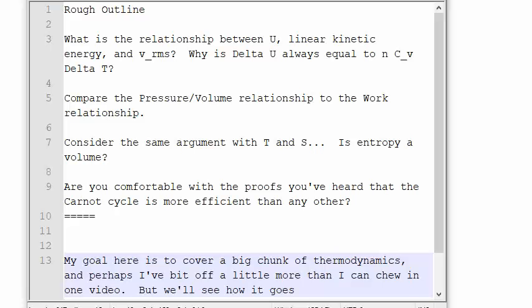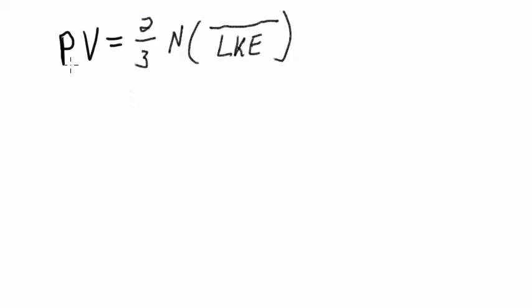My goal here is to cover a big chunk of thermodynamics, and perhaps I've bitten off a little more than I can chew in one video, but we'll see how it goes. The first thing I want to show is that PV equals 2/3 times N times LKE bar. Here, N is the number of molecules in a gas of volume V, and LKE bar is the average linear kinetic energy per molecule. And P is the pressure within the gas.